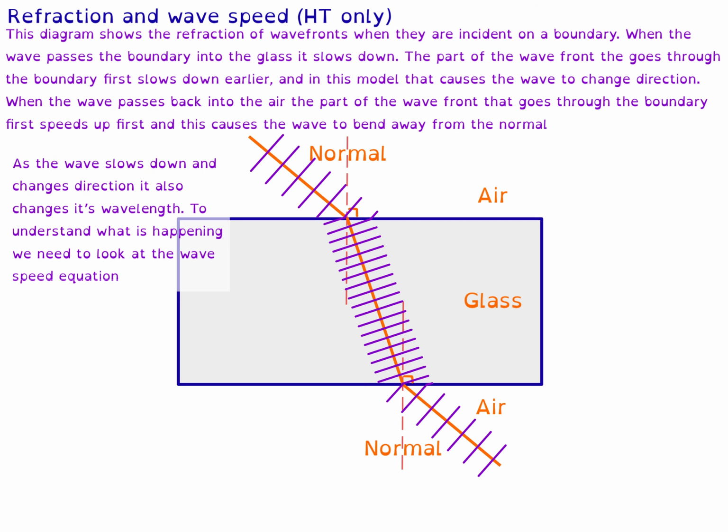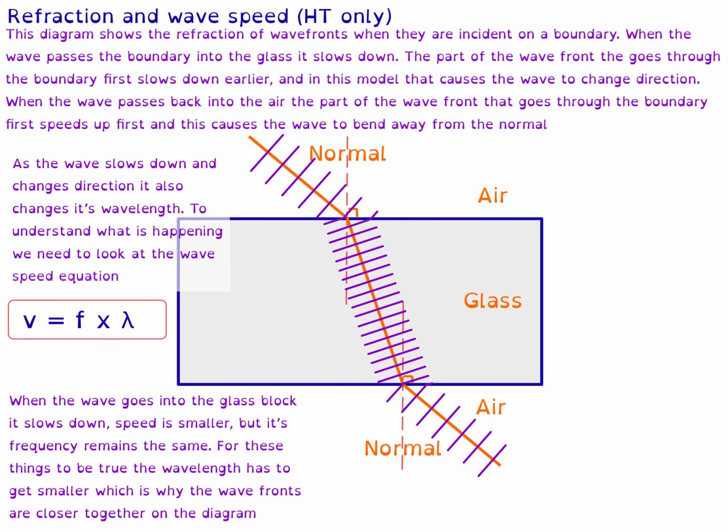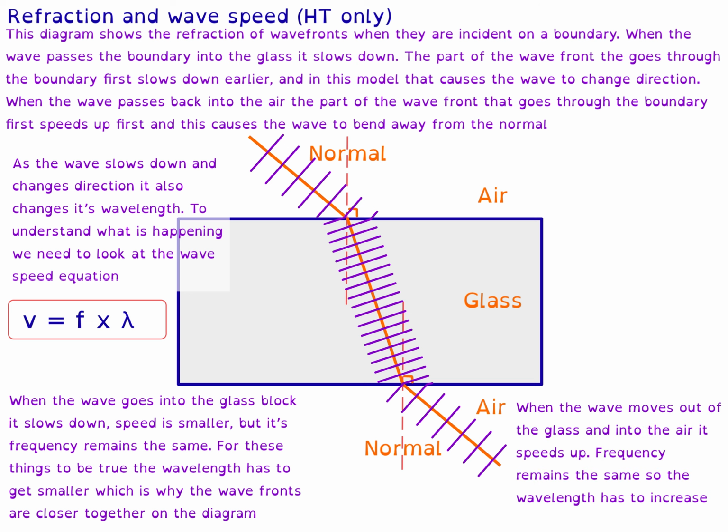As the wave slows down and changes direction, it also changes its wavelength. To understand what's happening, we need to look at the wave speed equation, v equals f lambda. When the wave goes into the glass block, it slows down, and v, its speed, is smaller, but its frequency, f, remains the same. For these things to be true, the wavelength, lambda, has to get smaller, which is why the wavefronts are closer together on the diagram. When the wave moves out of the glass and into the air, it speeds up. Frequency remains the same, so the wavelength has to increase.